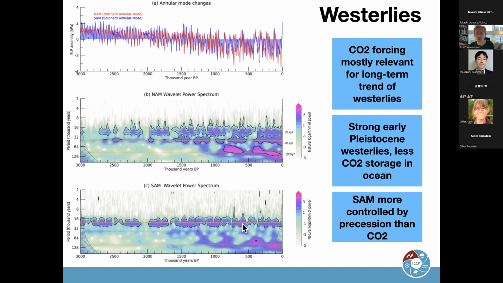So that's interesting. Also, precessional cycle variability in westerlies is different from a paper that I wrote several years ago, where we used an intermediate complexity model, LOVECLIM, which shows much stronger obliquity variability. So this is a much more complex climate model here, a fully coupled atmosphere-ocean general circulation model. So we see different responses.